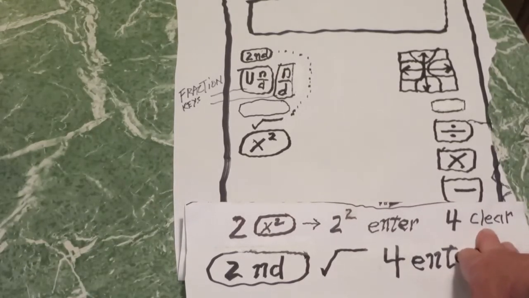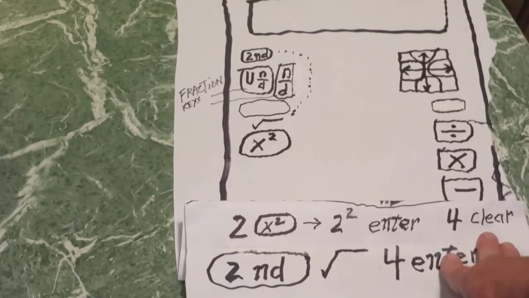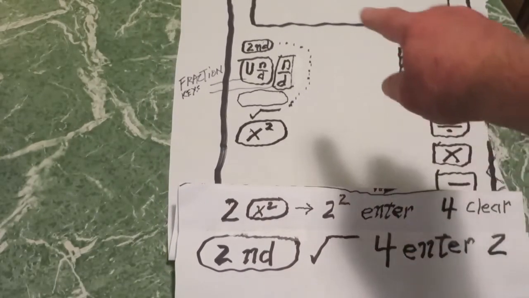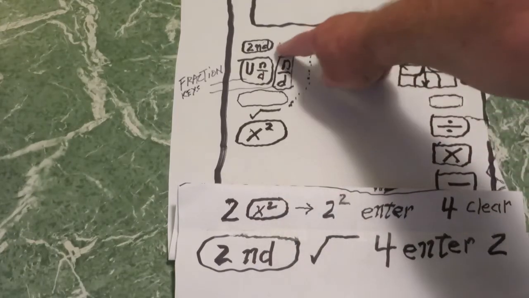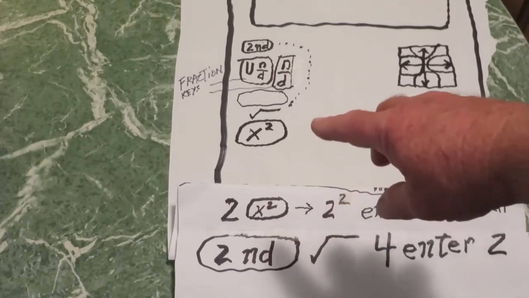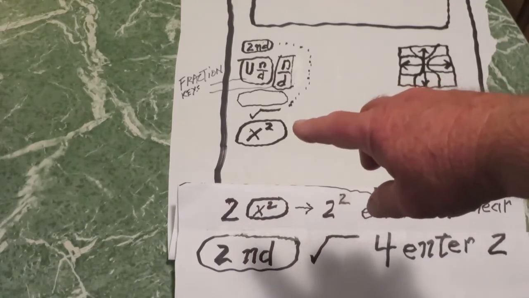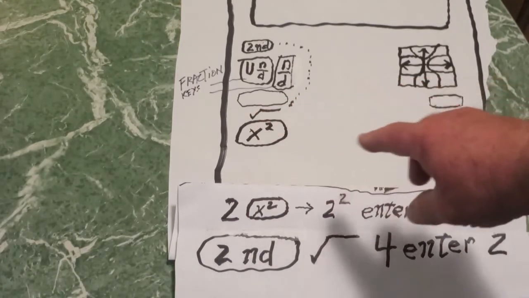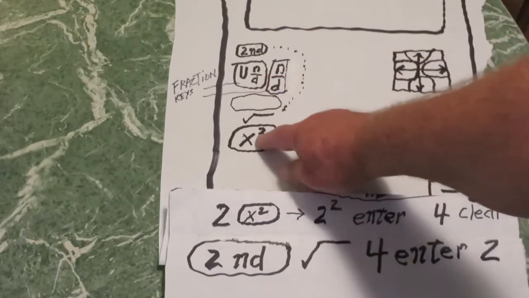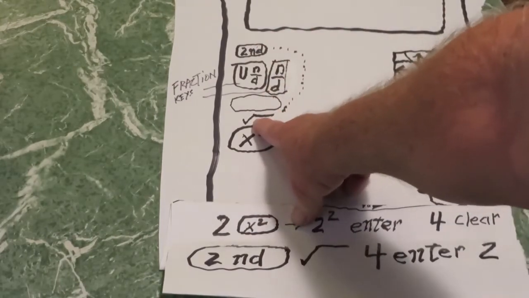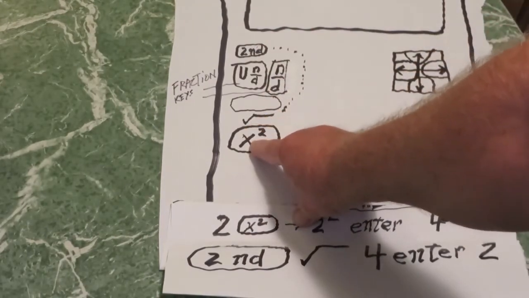If we want to go back the other direction, if we want to find the square root of a number, in this case 4, you'll start by hitting the second button, which is at the top. Then you will hit the square symbol. It exists not as a button, but above the squared button. So we hit the second, then we hit the square button. By hitting the second, that means we're using the top function instead of this.